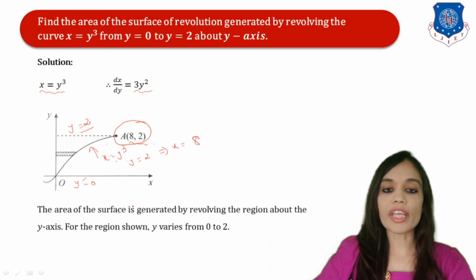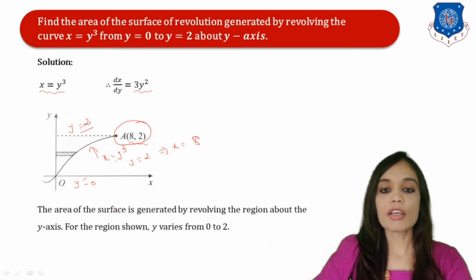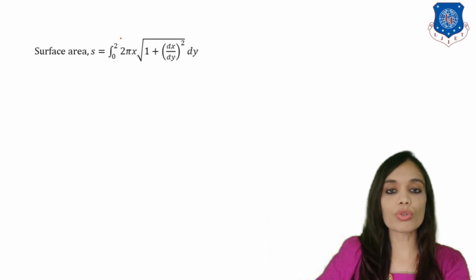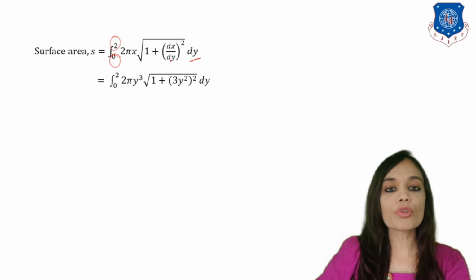Now the area of the surface is generated by revolving the region about the y-axis. So we are revolving this curve about the y-axis. For the region shown here, y varies from 0 to 2, so the limits of y are 0 to 2. Now let us find the surface area, which is given by S = integration 0 to 2, because the limits of y are 0 to 2, of 2 pi x times the square root of 1 plus (dx upon dy) whole square dy. Now let us put the value of dx upon dy and this x.